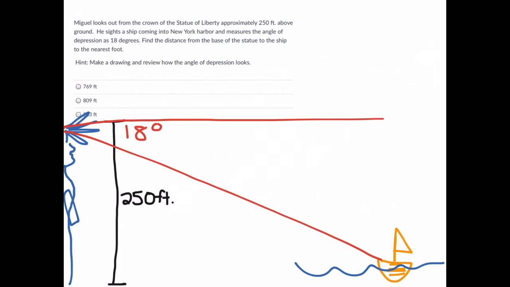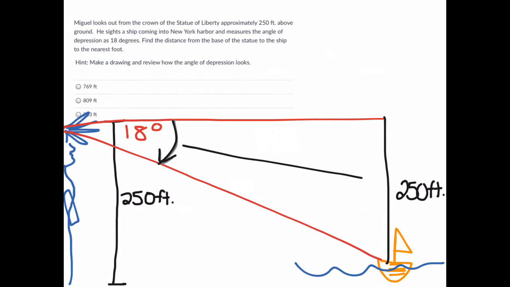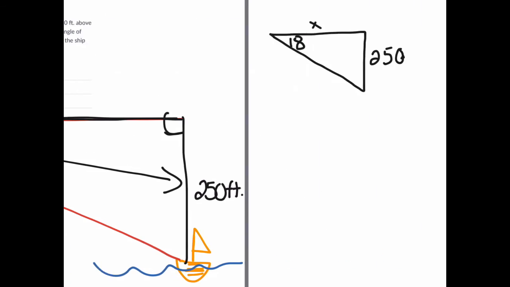So here is a very poorly drawn example. So Miguel is 250 feet up, so he's standing over here, and he sees the angle of depression as 18 degrees, just like that. And it wants to know how far away the ship is from the base of the statue to the nearest foot. So essentially we have this triangle with an 18-degree angle of depression. Opposite from that is 250 feet. And we are looking to see how far away the ship is from the statue. So that's the adjacent side here. So we're going to want to use our tangent again.